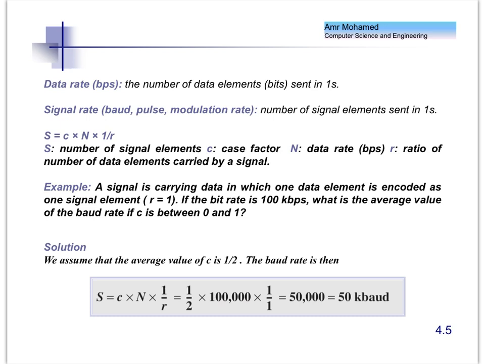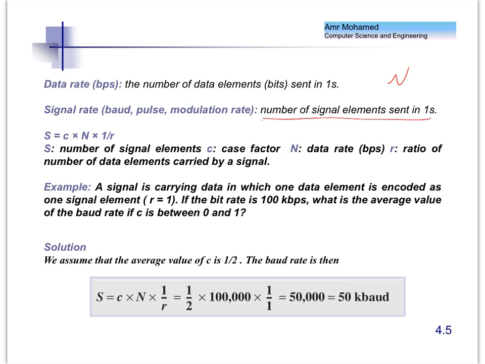So we need to define the data rate. The data rate in bits per second, we defined that before, is the number of bits that we can send in 1 second. That's given, which is N. We call it N. That's easy. So what is the signal rate, or in many cases we call it the baud rate or pulse rate?